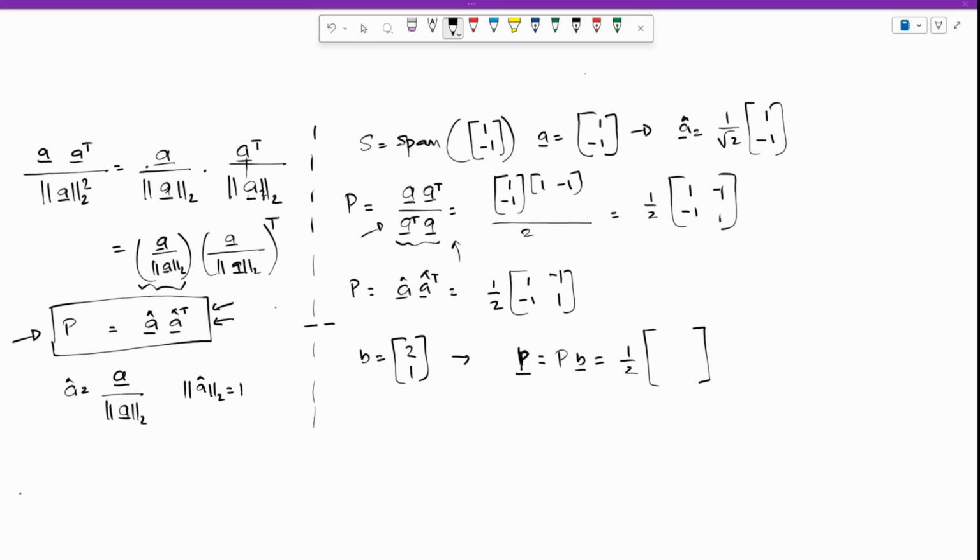Guys, come on. It's a matrix multiplied by a vector. So it'll be 1, minus 1, minus 1, 1 multiplied by 2, 1, times half. So it looks like we get this. Okay. That's the projection.